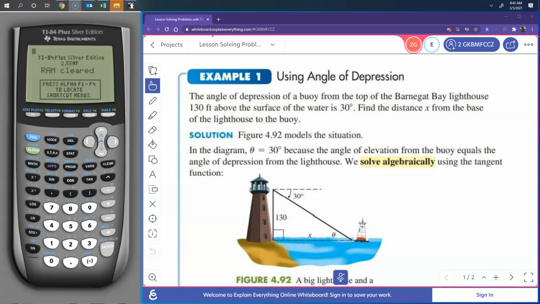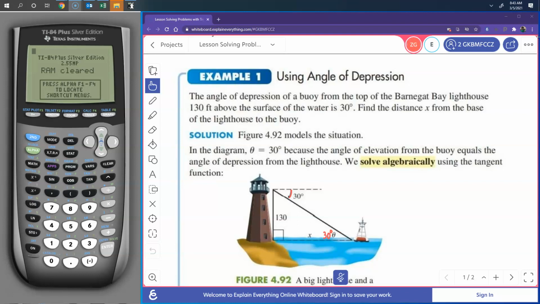The angle of depression of a buoy from the top of the lighthouse, which is 130 feet above the surface of the water, is 30 degrees. Find the distance x from the base of the lighthouse to the buoy. So we're going to solve this algebraically. You notice that we have here, this is 30 degrees. And you do remember from your geometry course that if you have two lines that are parallel and they're intersected by a transversal, these two angles are going to be congruent.